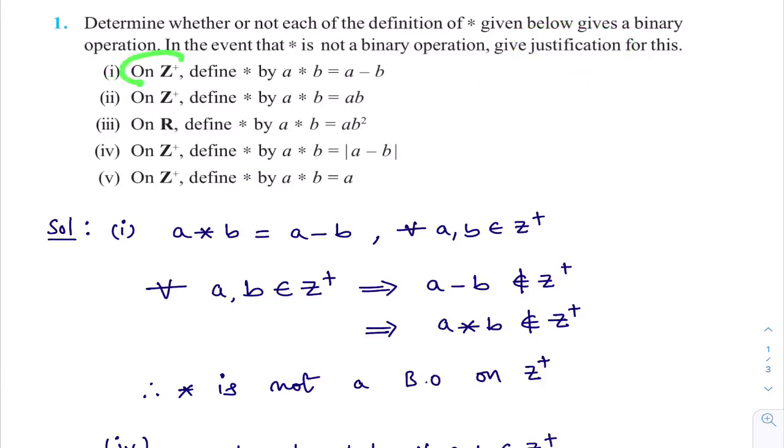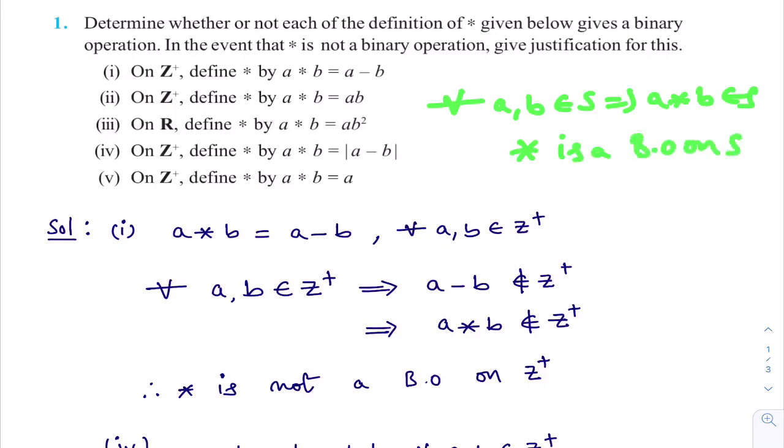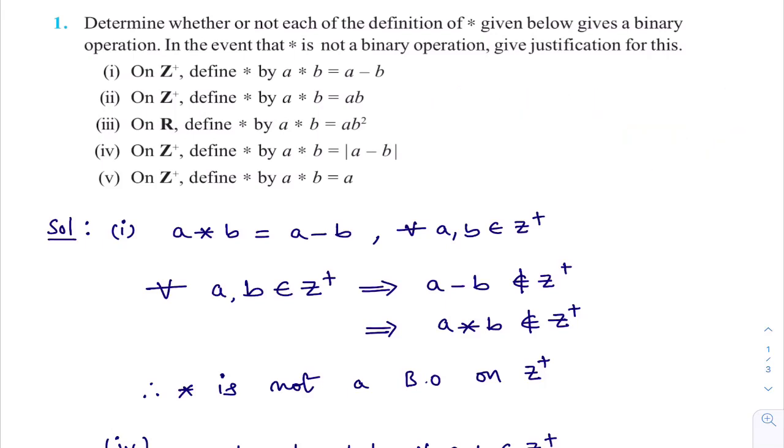You see the first one. What is the first one? On Z plus, the set of all positive integers, star is defined as a star b equal to a minus b. On Z plus, a star b is defined as a minus b. Then we need to check whether this star is a binary operation or not. When we say star is a binary operation, for any a comma b belongs to S implies a star b belongs to S, then star is a binary operation on S, right?